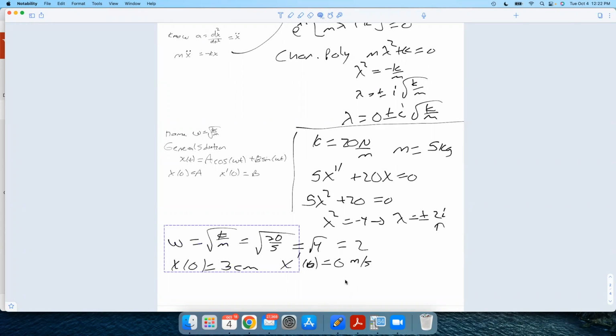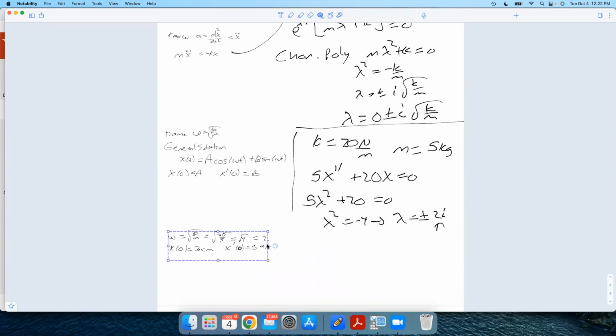I need a little more space. I never give myself enough space. That ain't going to work. I think that'll be okay. Then my solution is just going to be x of t. I got to convert that 3 centimeters to meters. So 0.3 cosine of 2t.